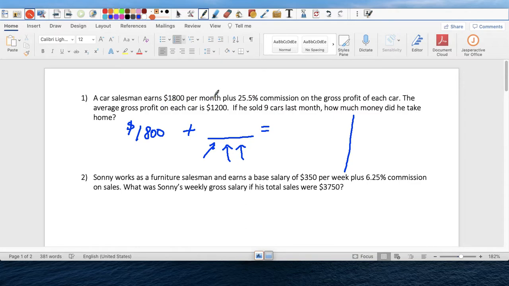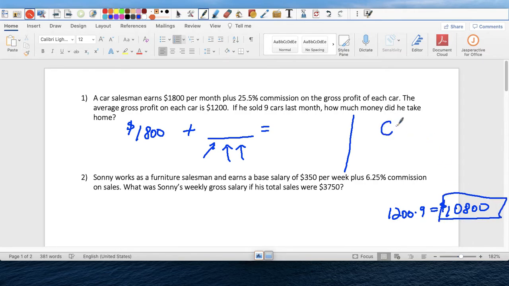He gets a 25.5% commission on the gross profit of each car. The average gross profit on each car is 1,200. Last month he sold 9, so let's figure that out. 1,200 times 9 means that the commission is going to be taken from here. So the gross profit for the 9 cars that he sold is 10,800.